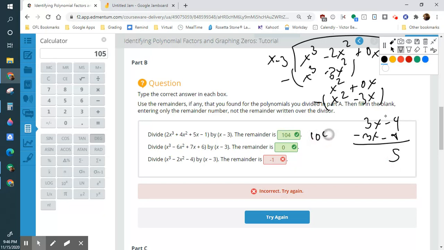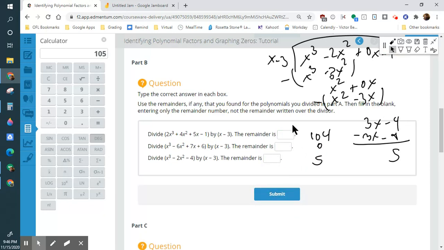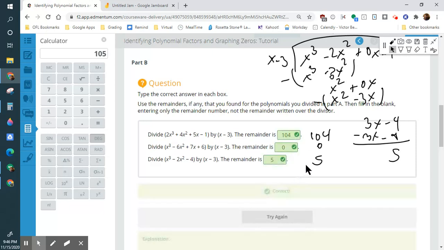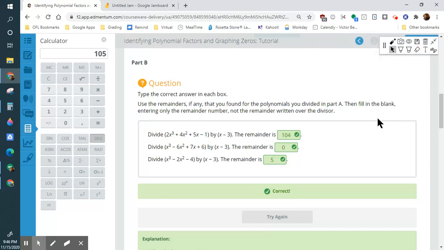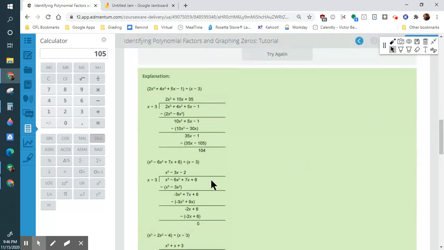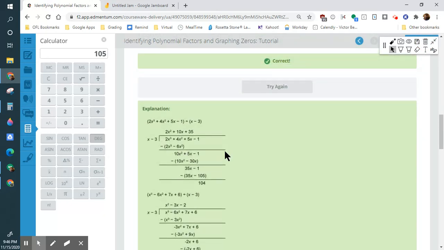So I'm just going to write these down. This is a 5. Because when I reset this, it's going to make me type them in. There we go. All right, and then you can see the long division process here.